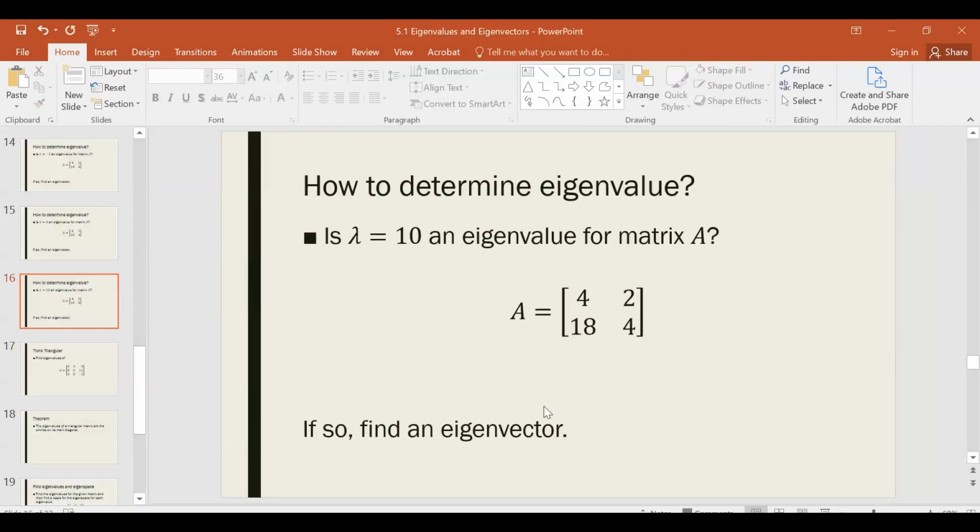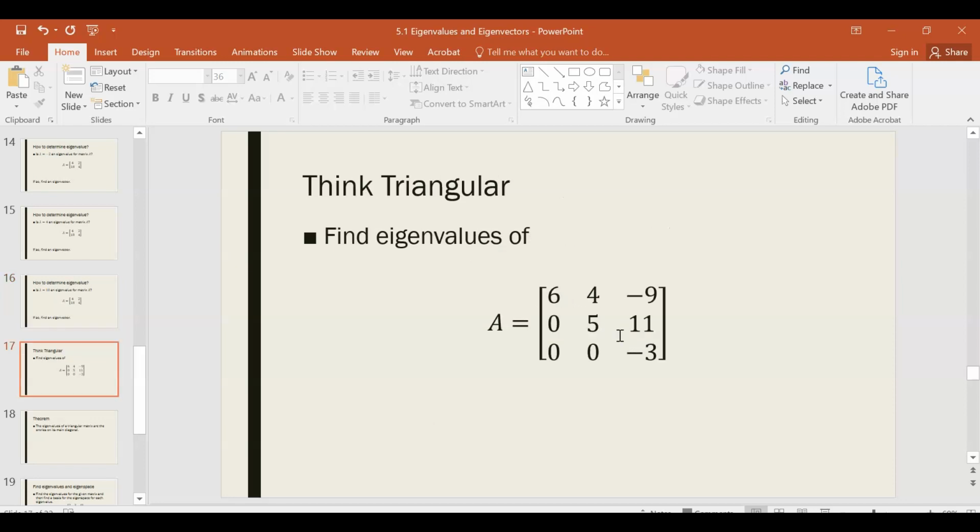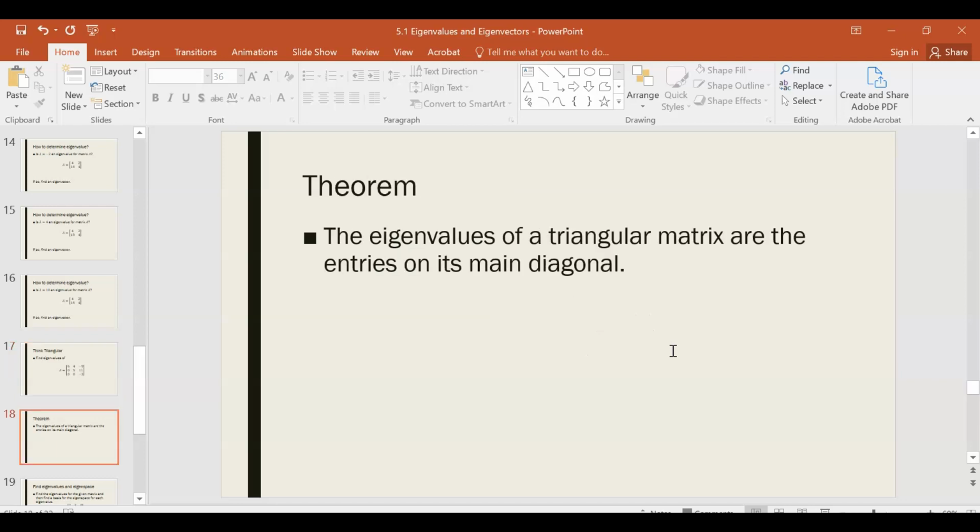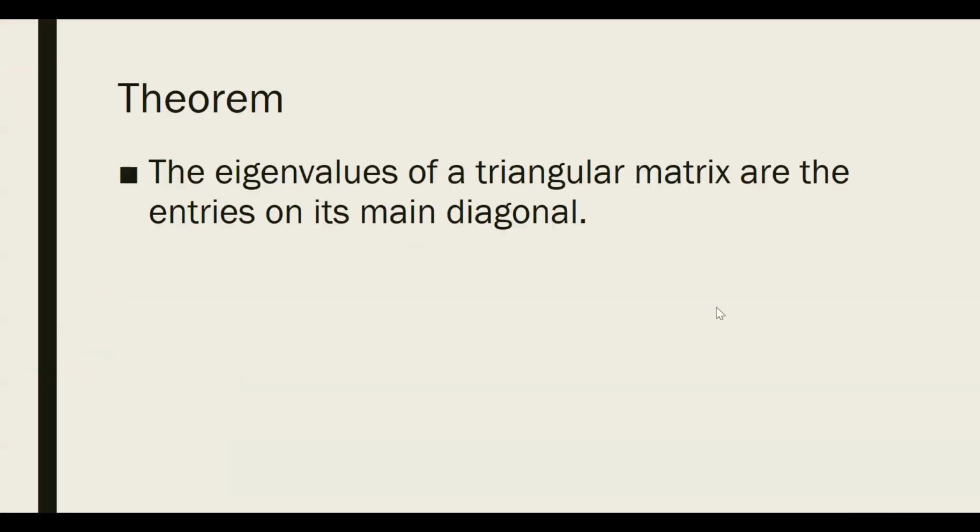In fact, you can figure out from the last example we saw that 10 was an eigenvalue, and that's obviously not on the diagonal. So when I have triangular matrices, the diagonal entries are going to be my eigenvalues. And that is one of the theorems in the book: the eigenvalues of a triangular matrix are the entries of the main diagonal.